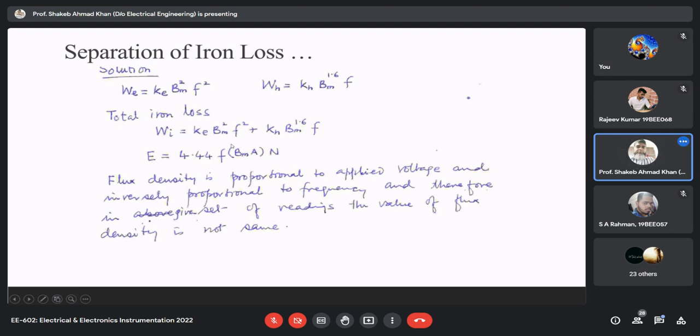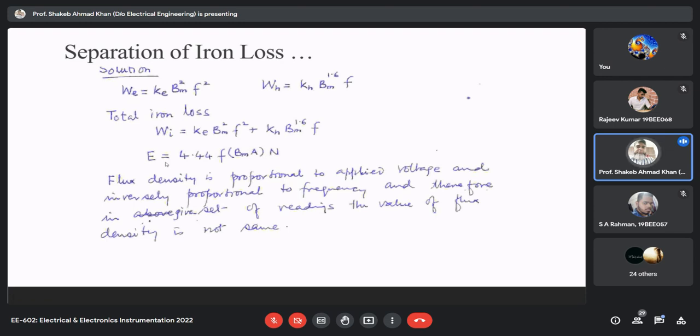If your Bm on the right side is constant for a constant speed, this will remain constant. The number of turns is constant, the area of cross section of your core is constant, 4.44 is constant. So if flux density is constant, then E by F, the ratio of voltage, will be constant. So from here this concept came. Is it fine to all of you? Because if you are taking E by F, then all terms except Bm are constant. So if Bm is constant, then the E by F ratio will be constant.